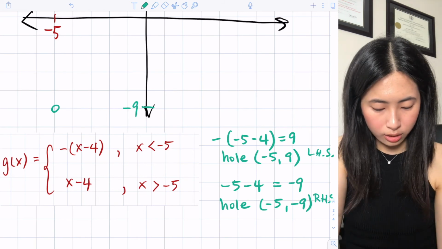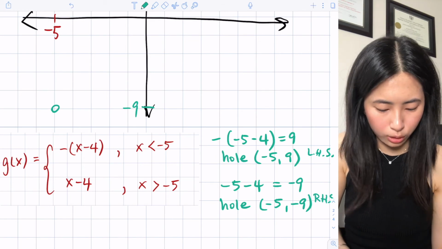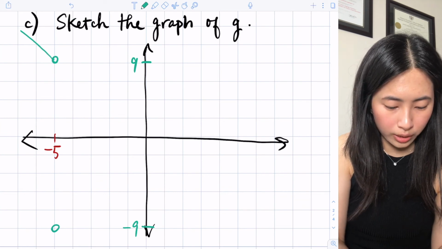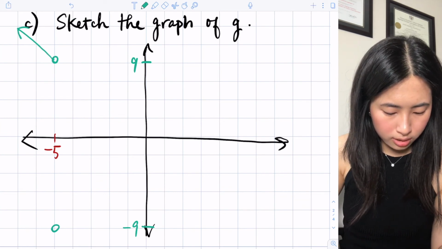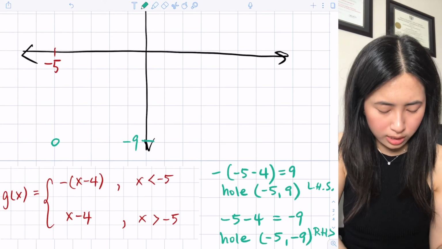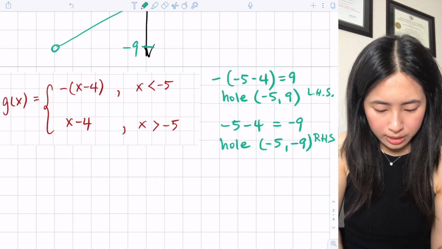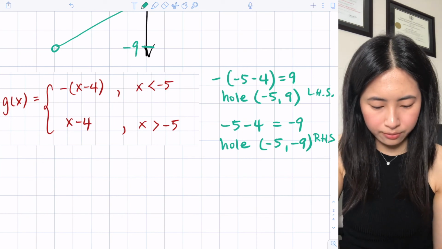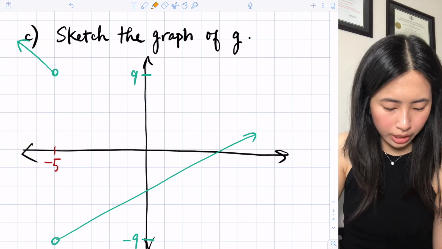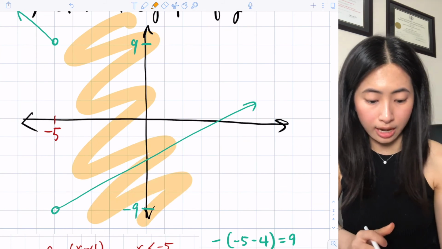Now looking at your function, which is negative times x minus 4, because you have a negative slope because of this negative sign, that means we expect that this linear function is going this way. On the other hand, if you were to consider x minus 4, that means we're expecting that this function over here is going this way. And by the way, because this is when x is less than -5, that means we're looking at the left-hand side of -5. On the other hand, for the right-hand side, we're looking at what happens at the right-hand side of -5.